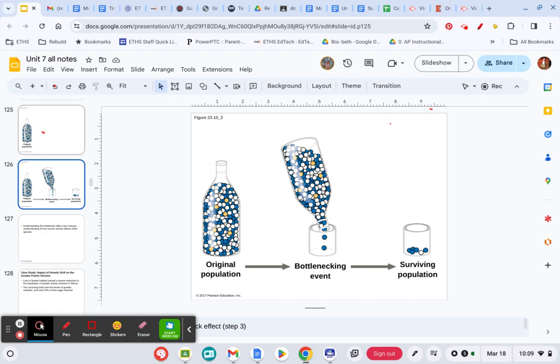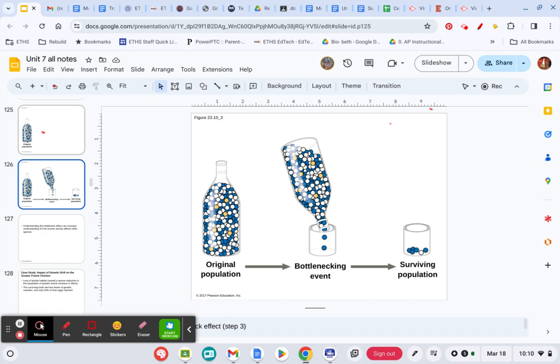So you can think of that again as your volcano erupting, and boom, all of a sudden only a few survive. The yellow allele was pretty rare already, but it was in the population. What happened to the surviving population? There's no yellow. So that yellow allele is gone. And because that yellow allele is gone, now you're not going to see yellow flowers anymore.